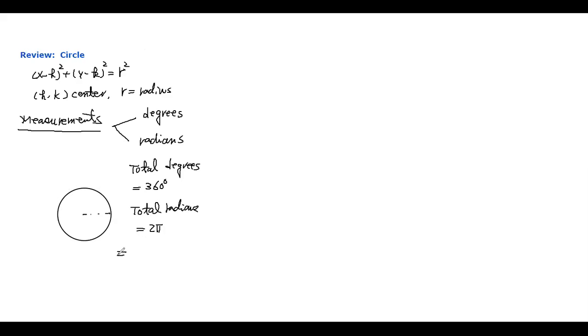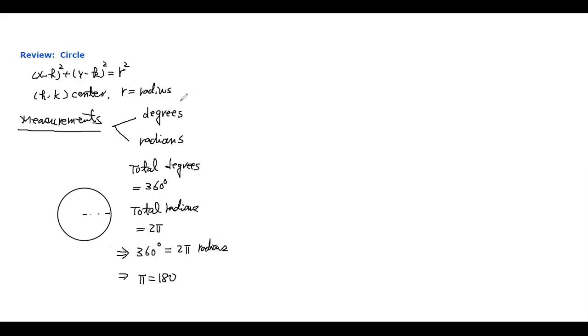So we know they have a good relation, right? 360 degrees is equal to 2 pi radians. So that means pi radians is equal to 180 degrees. We will use these relations here.